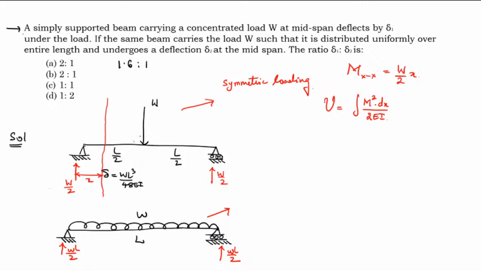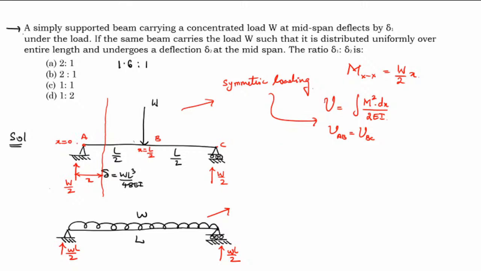Now here, the moment about section XX: this is the x equal to 0 location and this is the x equal to L by 2 location. Call these A, B and C. Due to symmetric loading, I can say that the strain energy in segment AB and the strain energy in segment BC will both be the same. I am drawing this conclusion based on the symmetric loading condition.